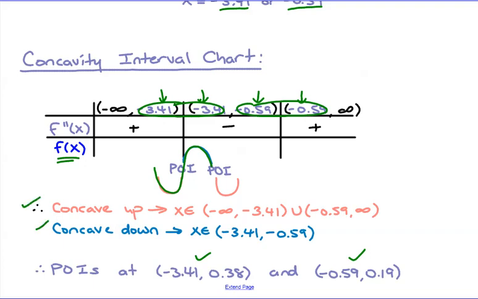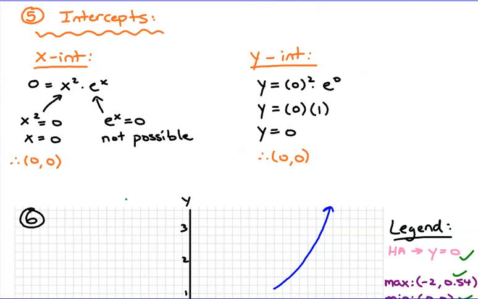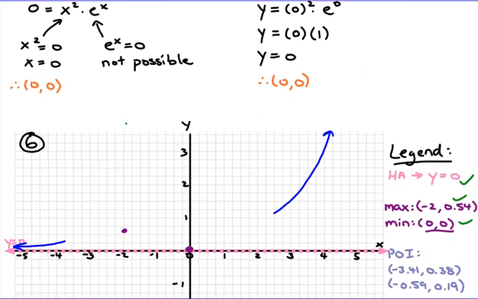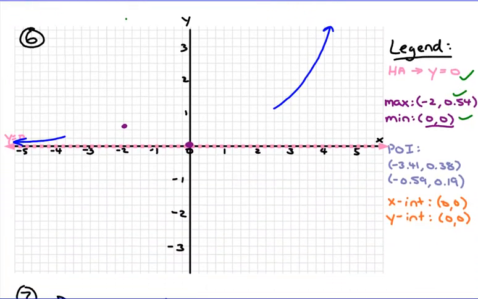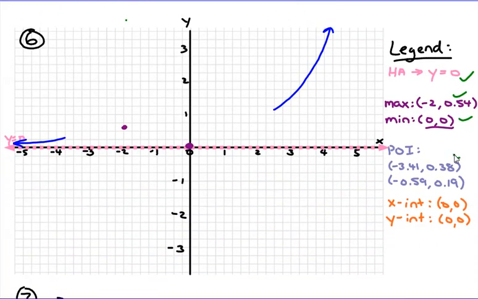So here we go, just listing off our increase and decrease, and let's put those points of inflection into our graph. So here are those POIs. Okay, so negative 3.41 and 0.38 might be somewhere here. Okay, and then the other one, negative 0.59 and 0. Something like somewhere around there, I guess, would be the second one.